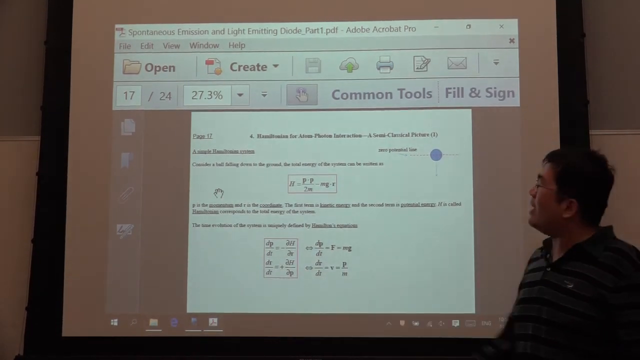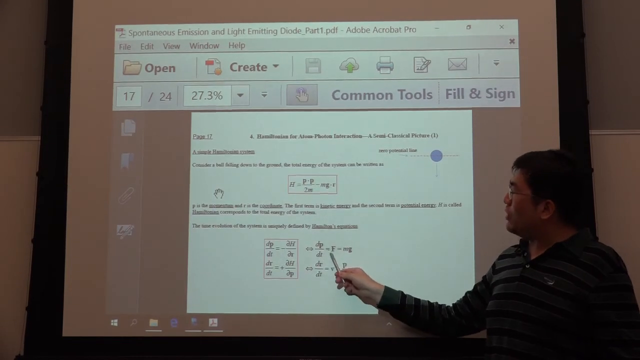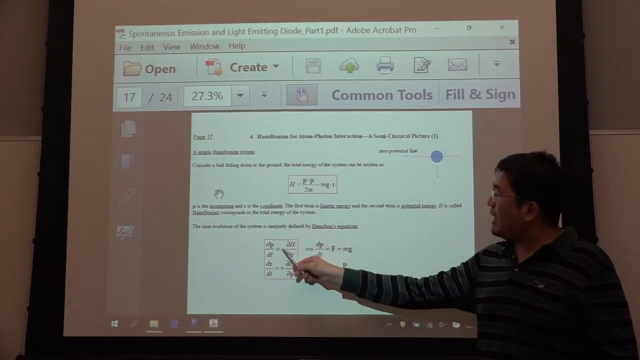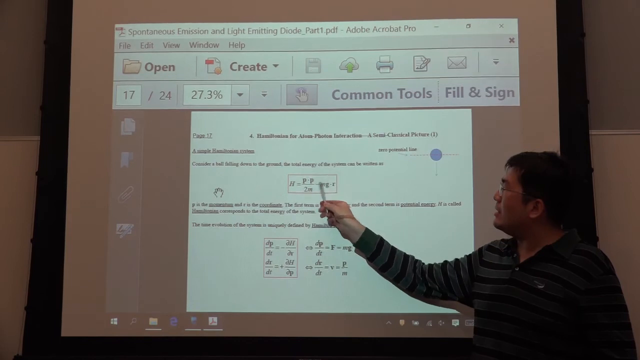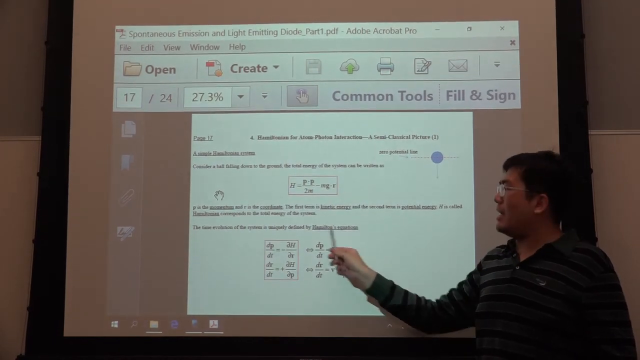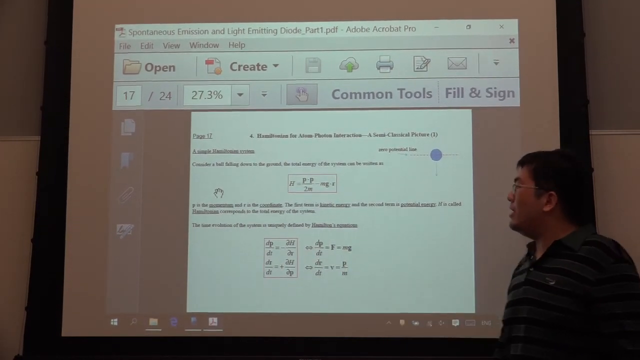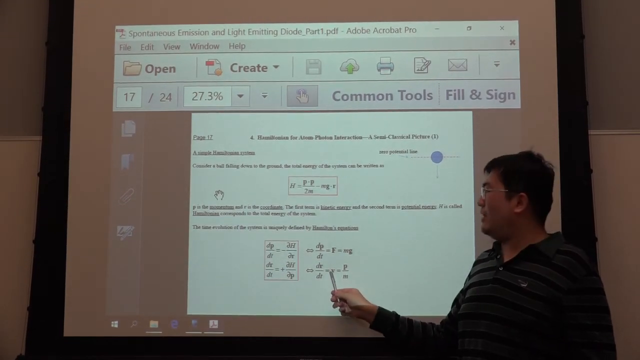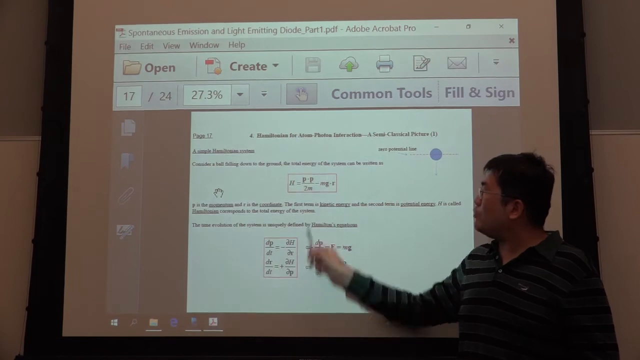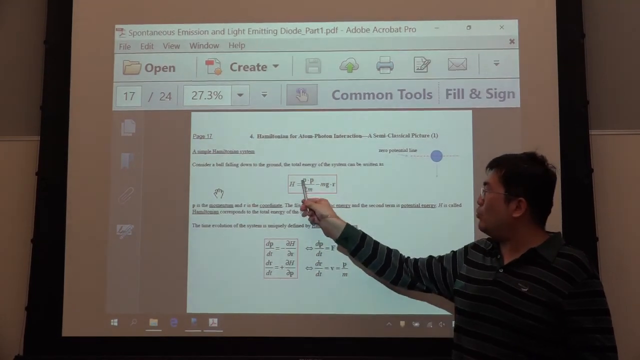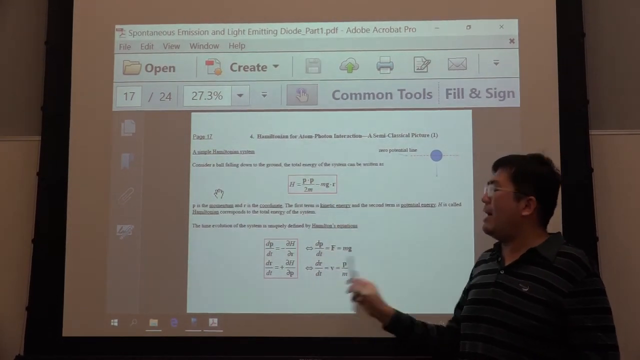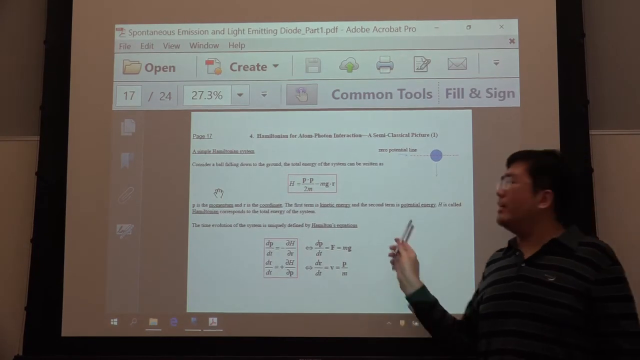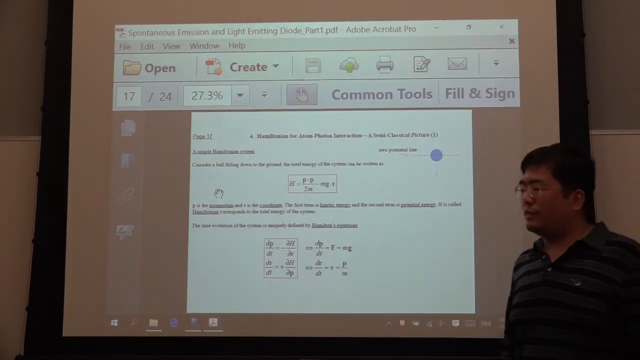You can verify it. dp/dt we know is equal to F, and on the right-hand side, minus partial H over partial r is just mg. This is the first equation. For the second equation, dr/dt, everyone knows, equals v, the velocity. And partial H over partial p here is just 2p over 2m, which is p over m. You can verify this. This is called the Hamiltonian equation.